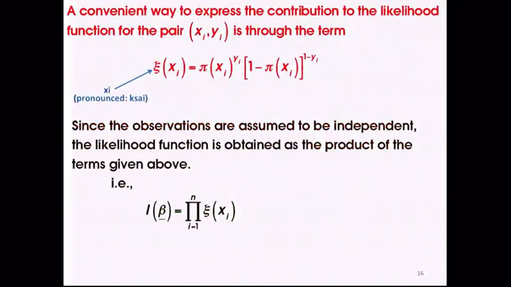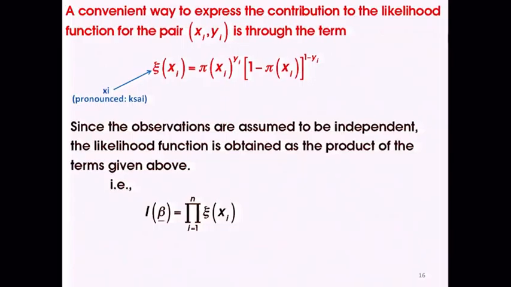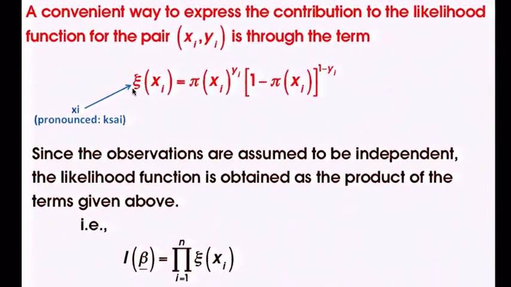Now, a convenient way to express the contribution to the likelihood function for the data (x, y) is through this term, this Greek symbol xi. Xi of x is pi of x to the y-ith power times 1 minus pi of x to the 1 minus y-ith power. Now, this is a very interesting function.